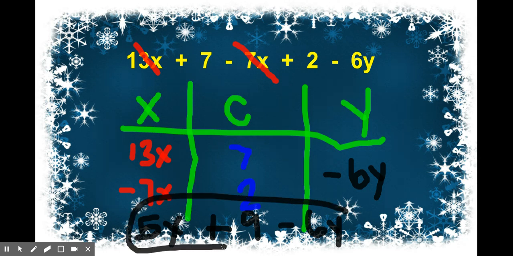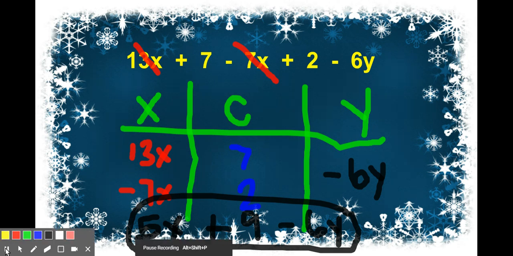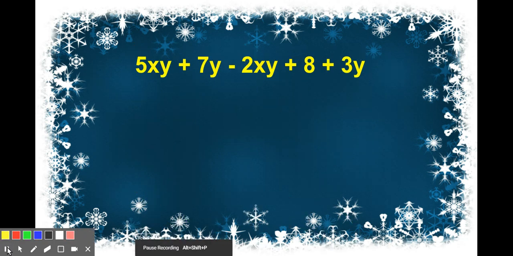Notice I get the same answer as before. You can use either strategy. You can just circle or square the like terms and combine them, or you can use a T-chart and then combine each like term. Okay, here we have another example.